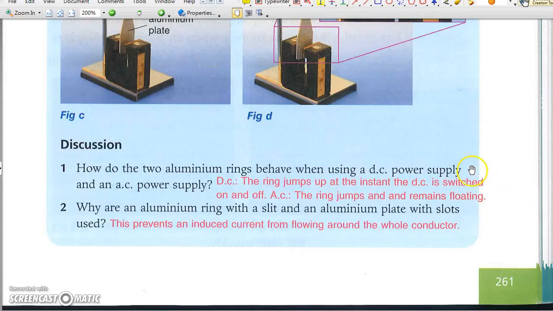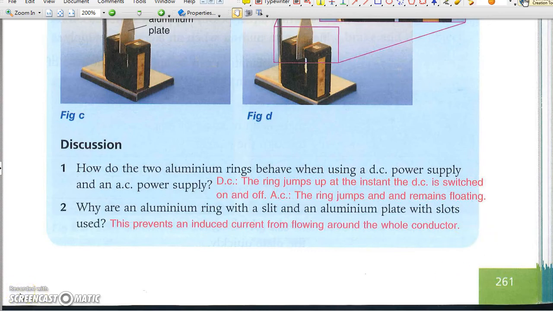In the first experiment, the ring jumps up at the time when the DC is switched on or off. On the other hand, when AC is used, the ring jumps and keeps floating in mid-air as far as the AC is flowing. For the ring with a slot, on the other hand, it does not jump at all.